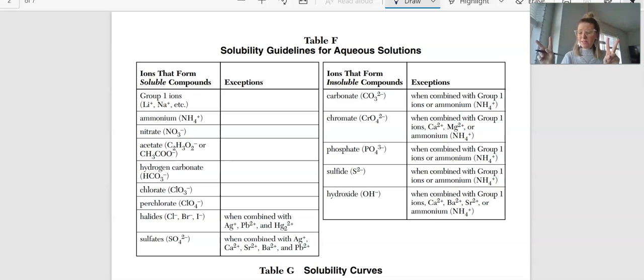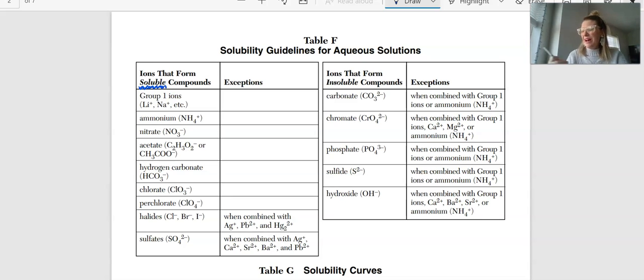Now, there are two parts to this. You can see there is the left side and the right side, and they are similar but slightly different. So let's go through the left side. The left side says ions that form soluble compounds. That means that these are always soluble. And then you'll notice that there are some exceptions.